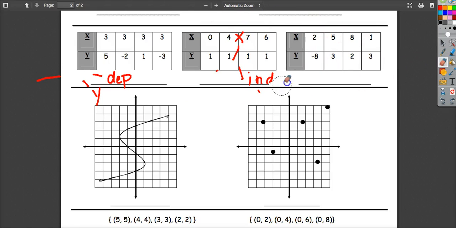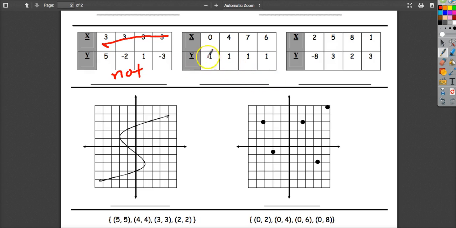So here's a few tables. Are these functions or are they not? Well, what is a function? Each input has a single output. So here, x is your input. 3 has an output of 5. 3 has an output of -2. I can stop right there if I want, but 3 has an output of 1. 3 has an output of -3. These are all the very same input, and these are all different outputs. So this is not a function.